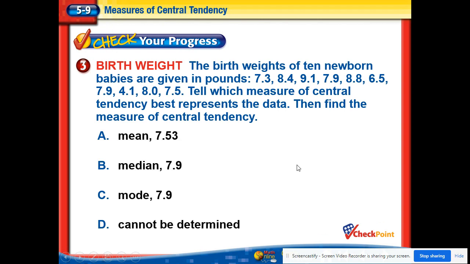All right, let's look at this one. And again, we get that 4.1 here that just does not help us out. So we're going to go ahead and stick with the median then.